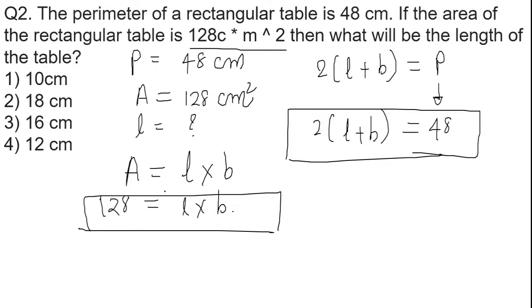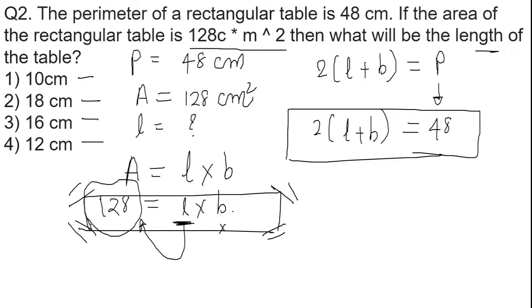Now simply looking at the area formula only we can calculate the whole answer. How come? We simply have to find the length. There is no need to find the breadth, right? We have to find the length. So try to check the options over here and find the number in which you can find the multiple and will get the answer 128.